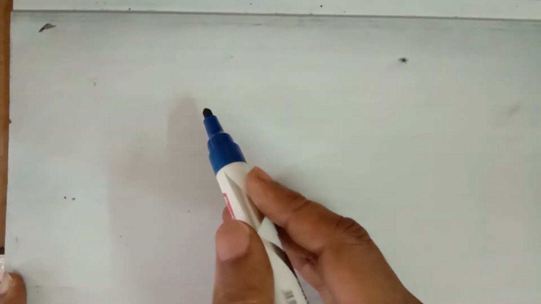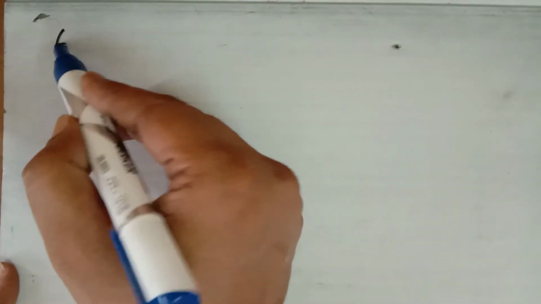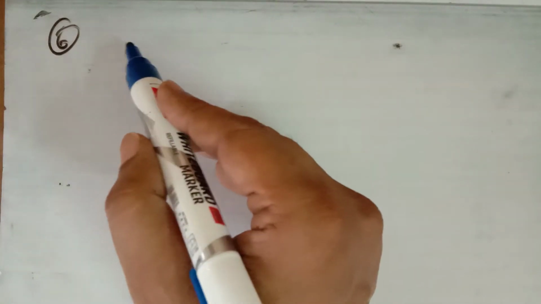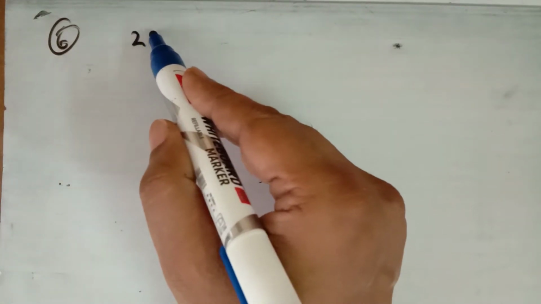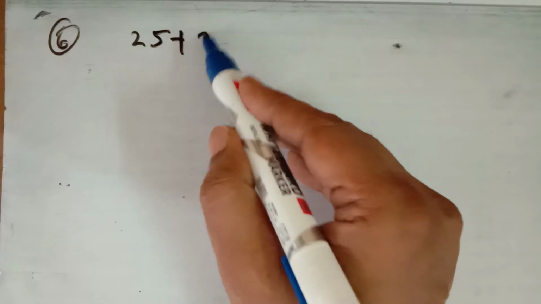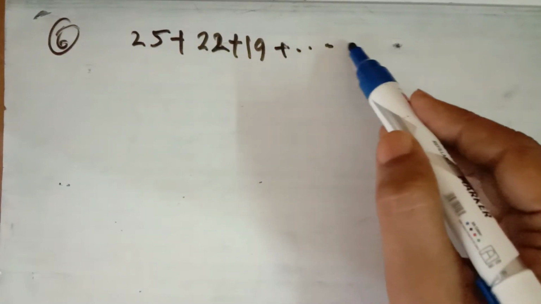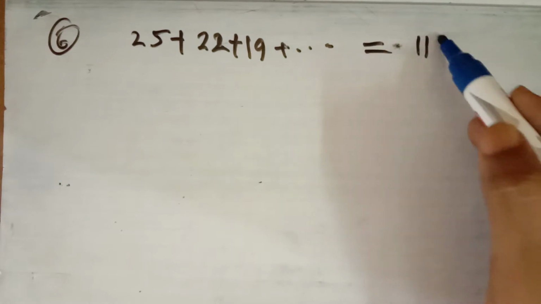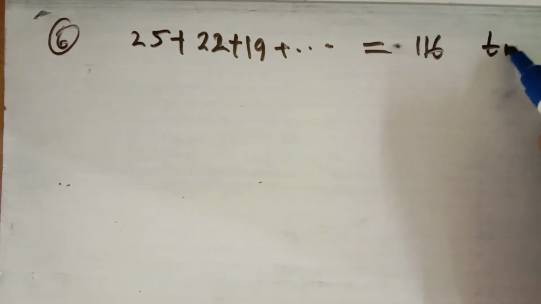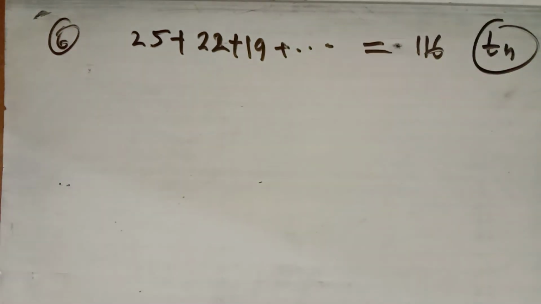Now 6th, you read it. Now what is given in question number 6? It is given that the sum of a certain number of terms of the given AP is 116; find the last term. The arithmetic progression given is 25 plus 22 plus 19 up to a certain number of terms, equal to 116. You have to find the last term, or the nth term, we'll say.